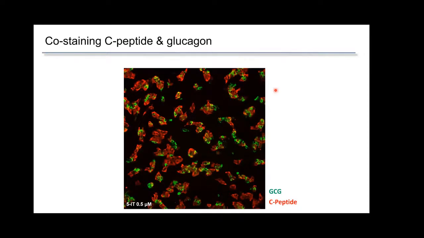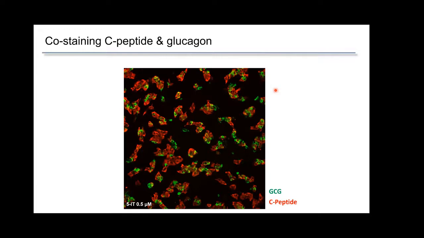Now, I mentioned earlier, we can co-stain with C-peptide and glucagon, for example, and this is a well that's treated with 5-IT. But I think you might be able to perceive right away that these cells are very closely opposed, and oftentimes it becomes difficult to tell which cytoplasm belongs to which nucleus, right? And that becomes a real challenge for our image analysis and our screening performance analysis, to figure out, well, are they really beta cells dividing? Are they alpha cells? Are they other endocrine cells?